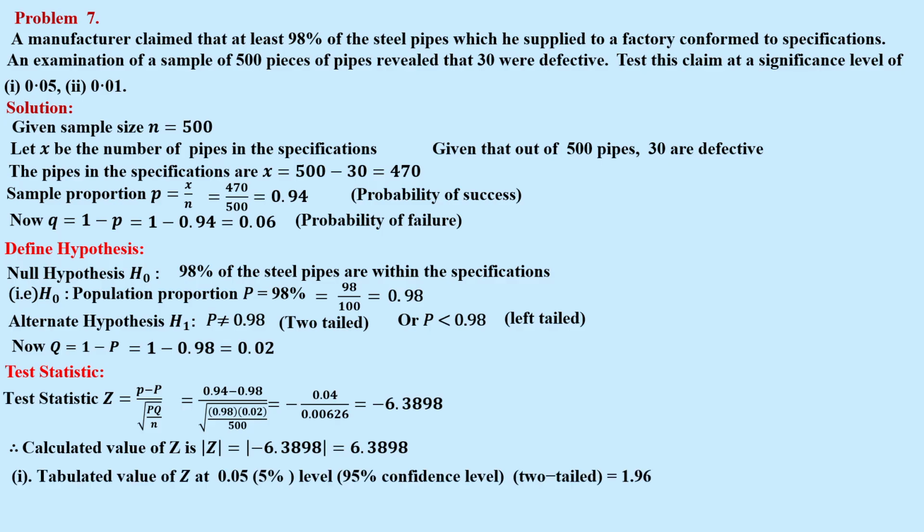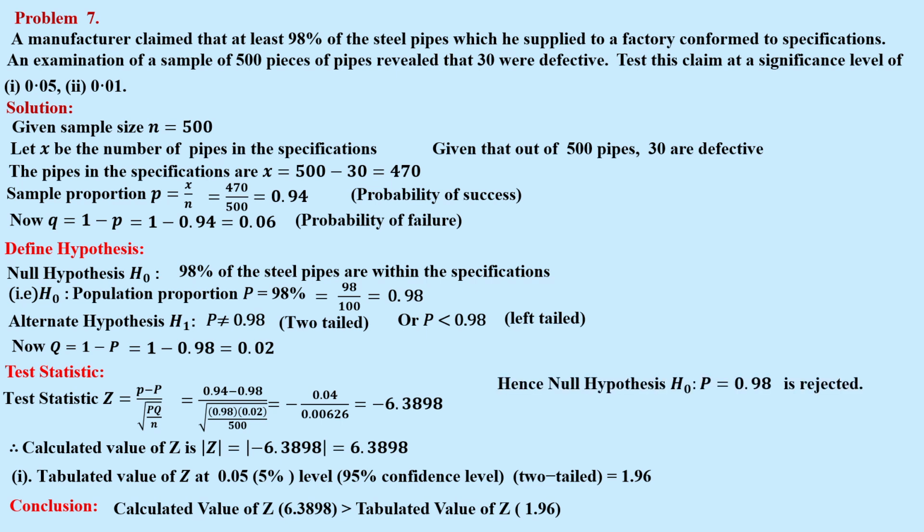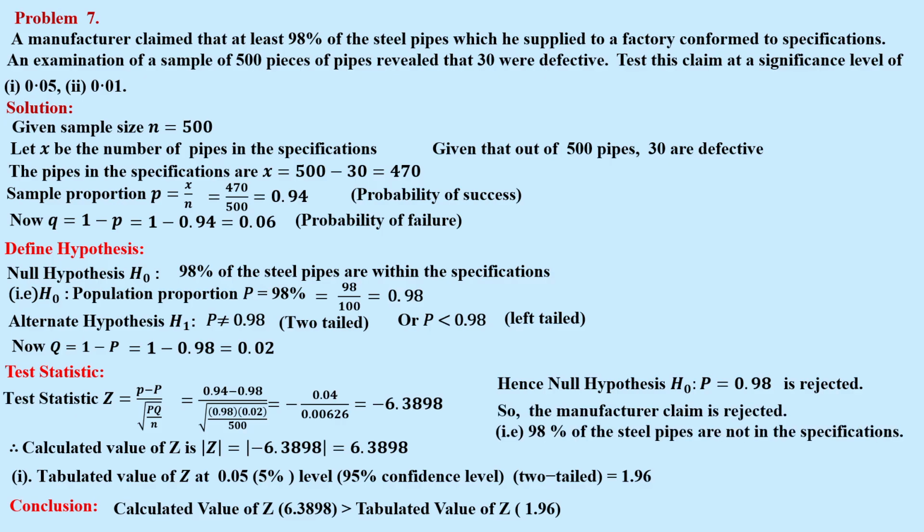So tabulated value at 5% level, we know, is 1.96 for two-tailed. So conclusion: calculated value is greater than tabulated value, therefore H0 is rejected. So it is not true that 98% of the steel pipes are within the specification. Manufacturer's claim is rejected. So 98% of steel pipes are not in specification, not at least 98%. Then maybe less than that.